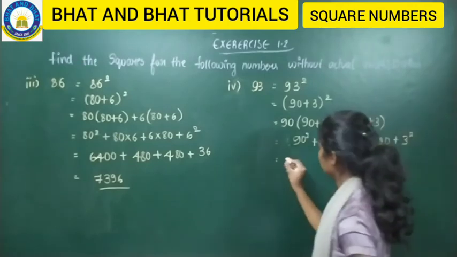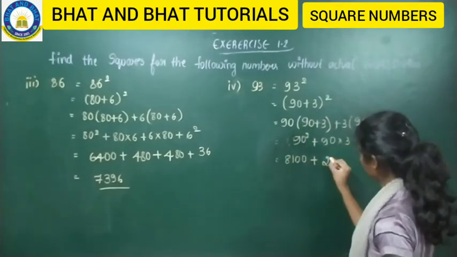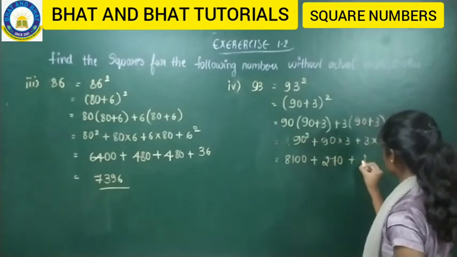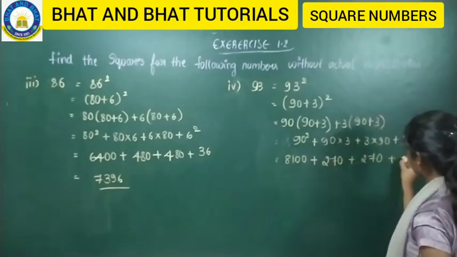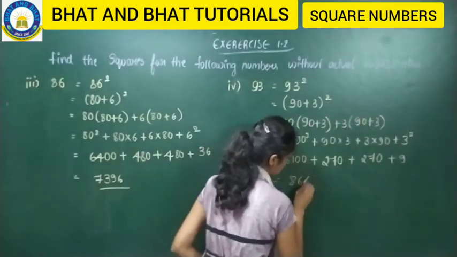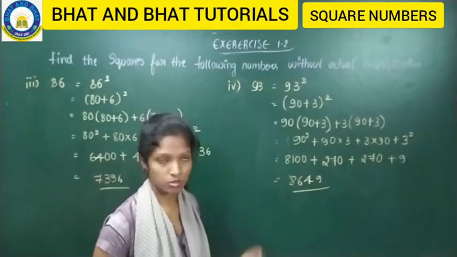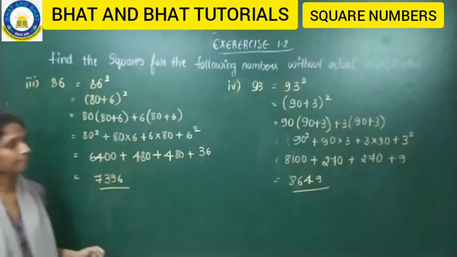So now 8100 plus, 9 threes are 27, it is 270, again 270 plus 9, and your final answer is 8649. Okay, you can copy this also now. Copy down.